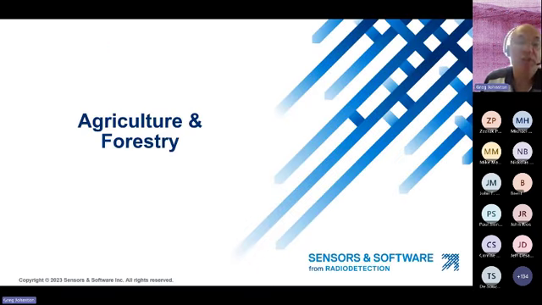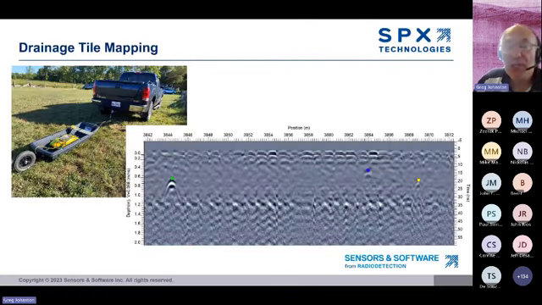Let's talk about agriculture and forestry. GPR can be used for locating and mapping non-metallic drainage tiles. Data can be collected with a smart sled, as shown here on the left. There are some artifacts in the data from the system bouncing up and down over the furrows in the field, but the drainage tile hyperbolas are often visible. So we can see here.